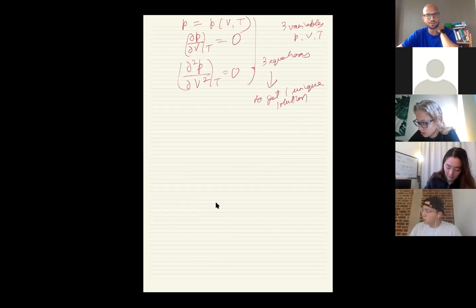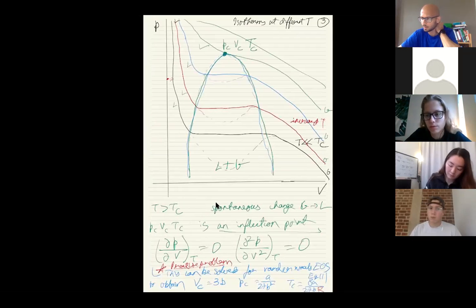You simply cannot get a critical line because you have 3 variables and 3 equations. Maybe there is no solution. That is possible if something went funky. But at best, you will have a point. You won't have a line. So this is our critical point and critical temperature.